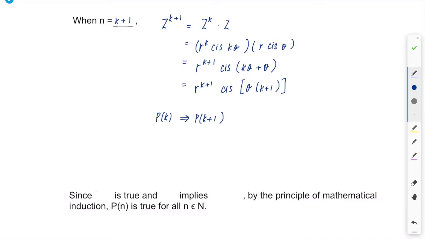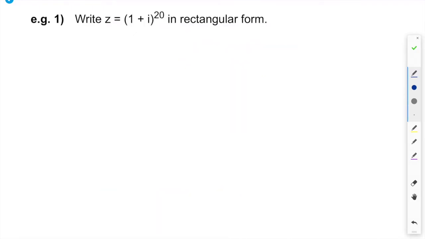So we can say that since P of 0 is true and P of k does imply P of k plus 1, then by the principle of mathematical induction, P of n is true for all n belonging to the set of natural numbers. Okay, so now we have proven that de Moivre's theorem works for finding the power of complex numbers. Then we can apply that to some examples.